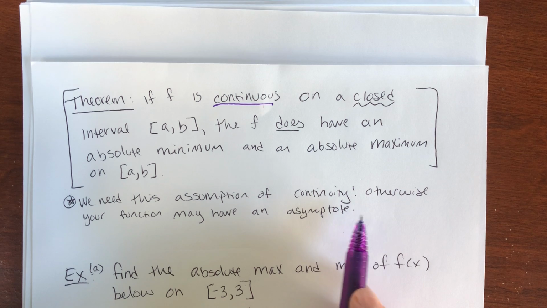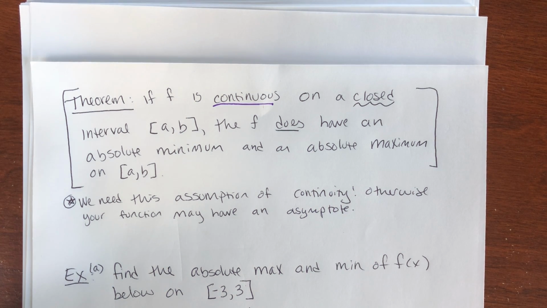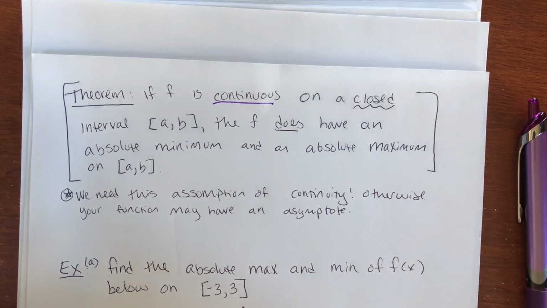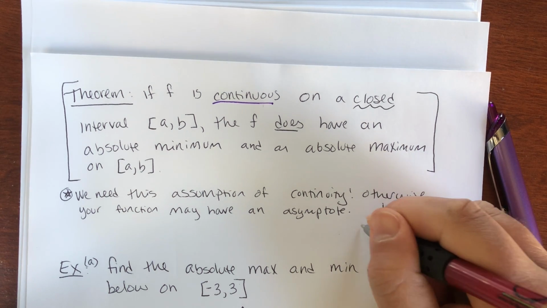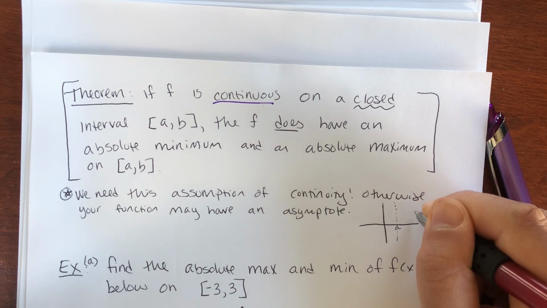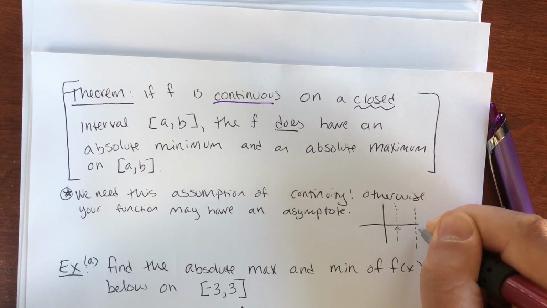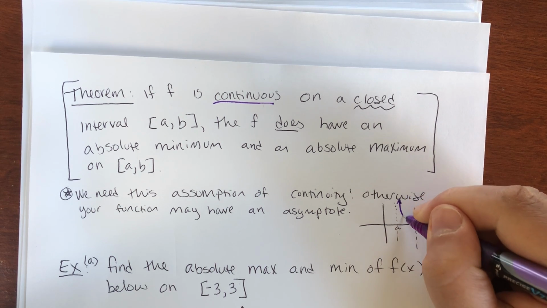And that assumption of continuity is important because, otherwise, we could look at that exact same scenario we were in the last case. That graph that looked like an asymptote here at A and another asymptote here at B. And maybe your graph looks something like this.